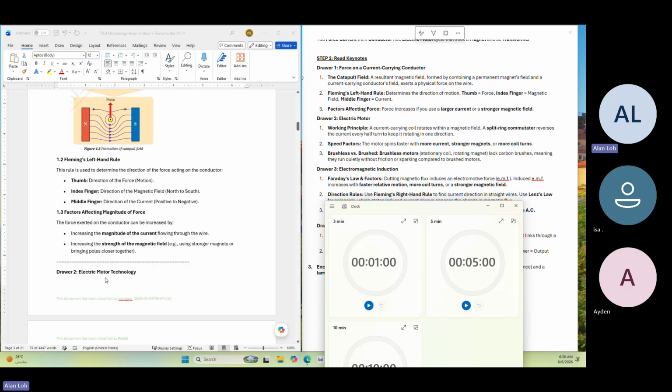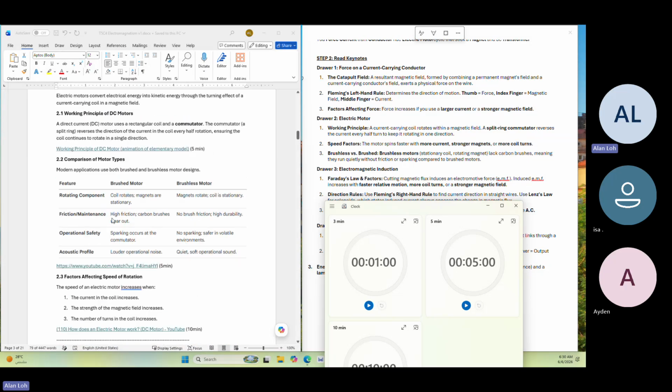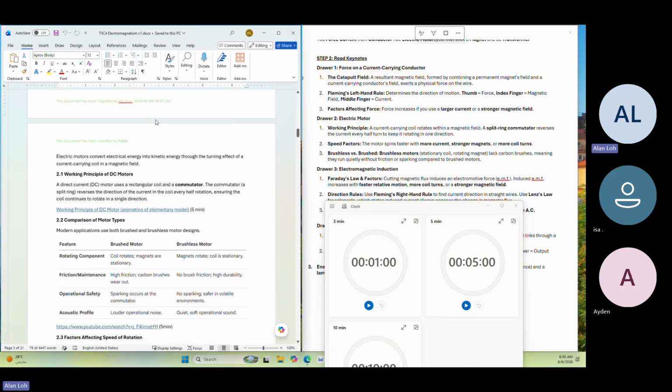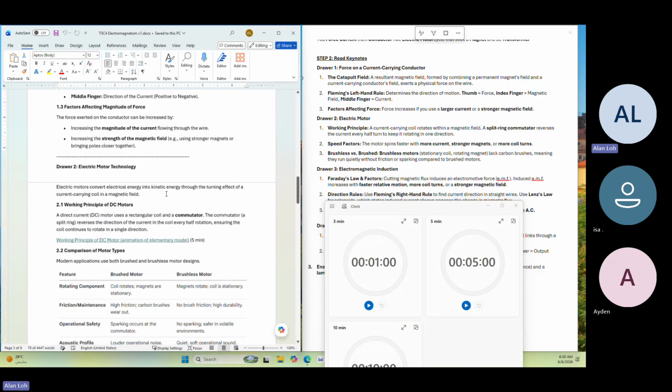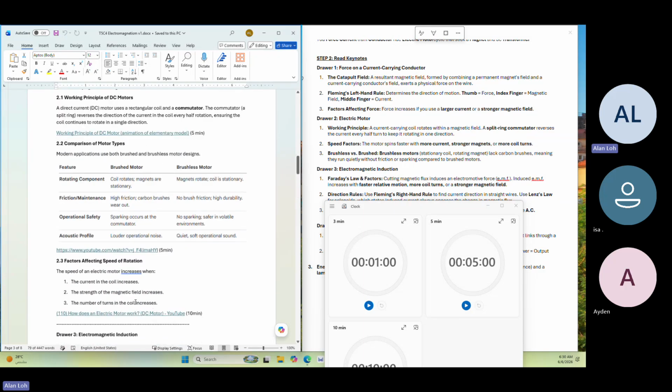Okay, now let's move to drawer 2. Drawer 2 is here: working principle, speed factor, brushless and brush motors. So let's start with 2.1, working principle, right? It's not too much from this drawer 2, so let's combine them together. We'll do 2 minutes from drawer 2 until here, the coil. Let's start now. 2 minutes.